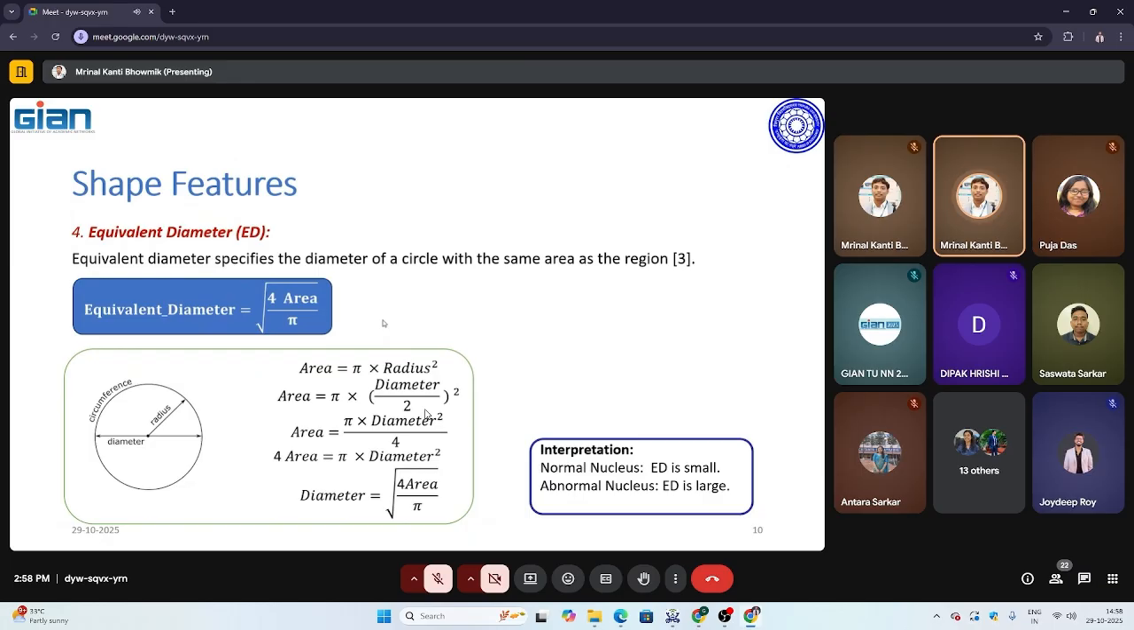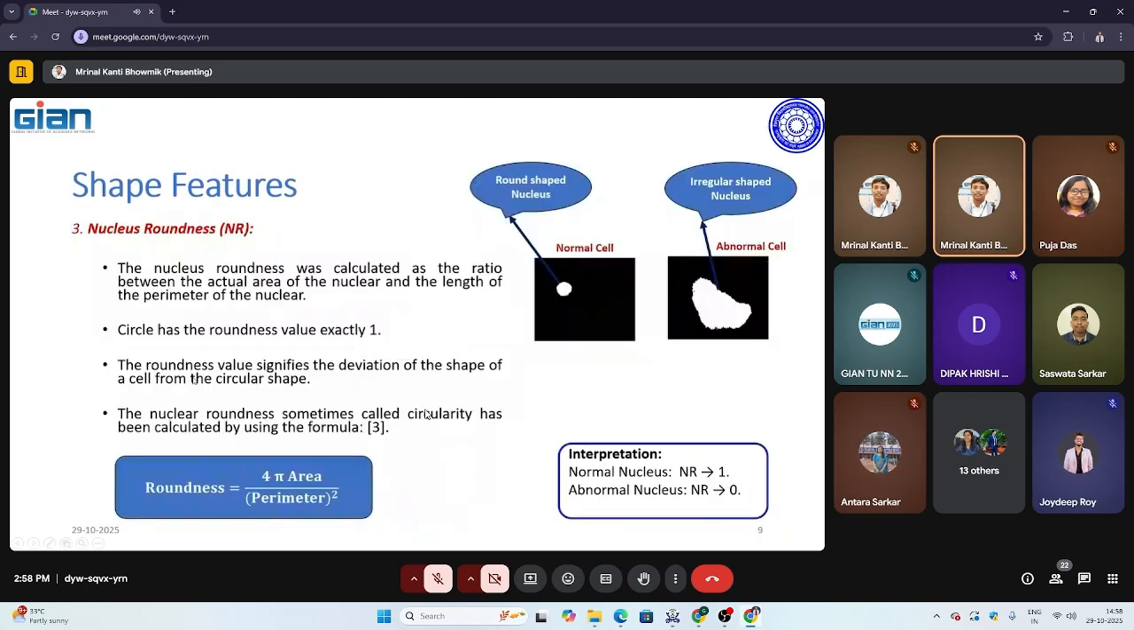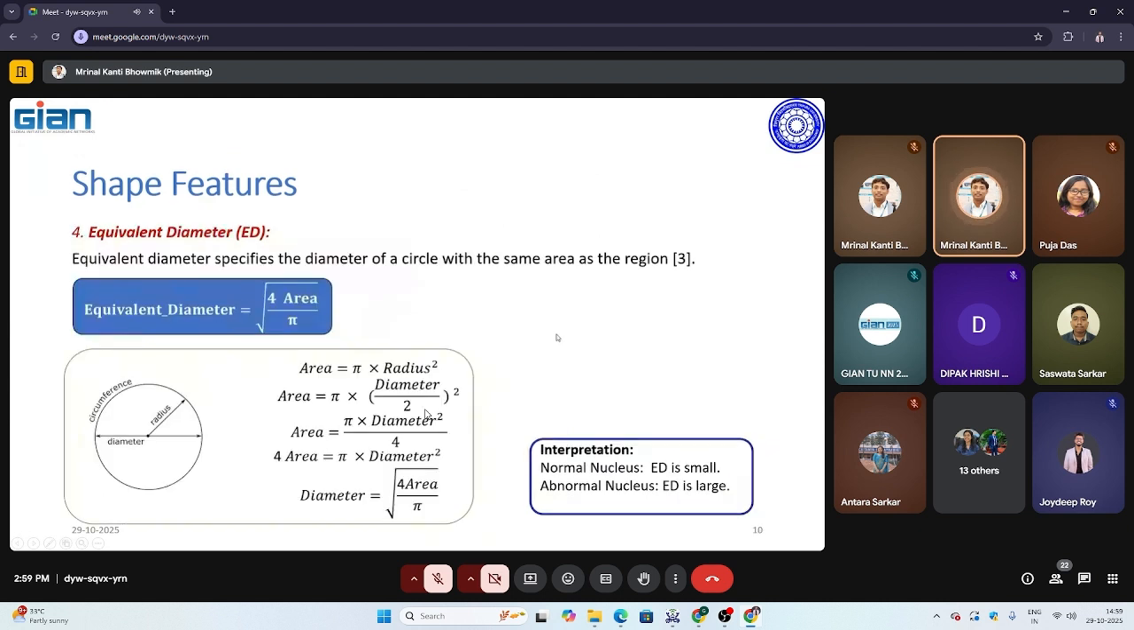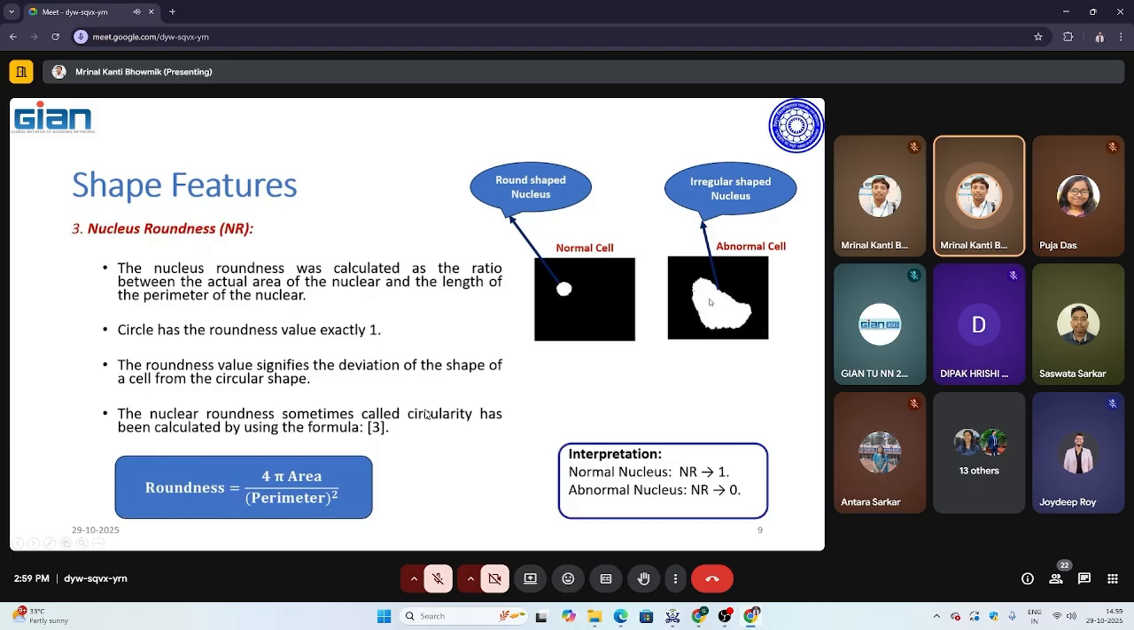The next feature is equivalent diameter. Equivalent diameter is actually the diameter of a circle. For our case, these shapes are not a circle all the time, so we can assume that our abnormal cells and normal cells also look like a circle.